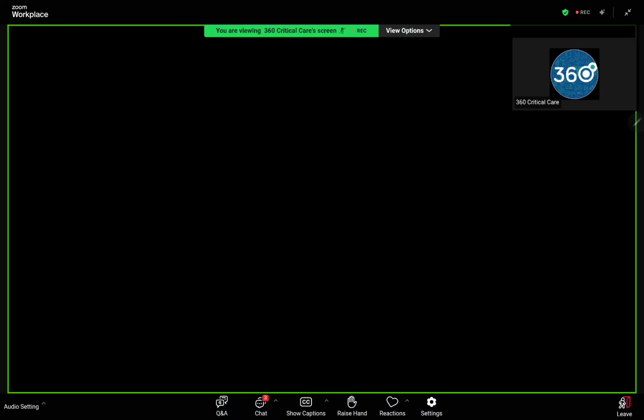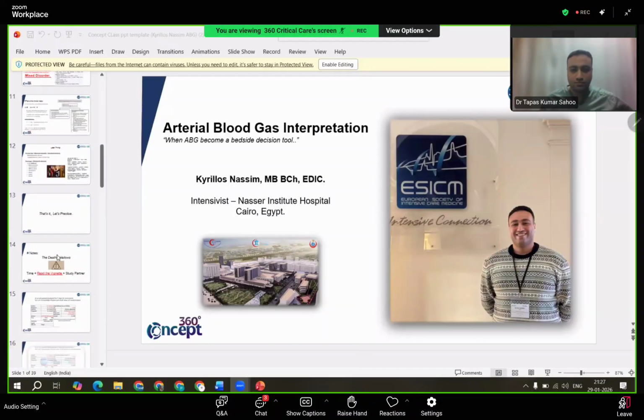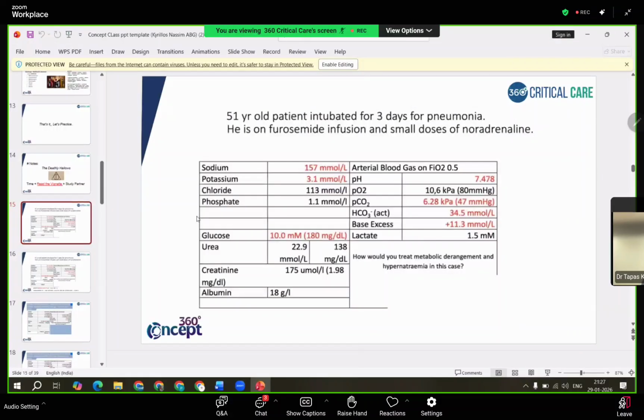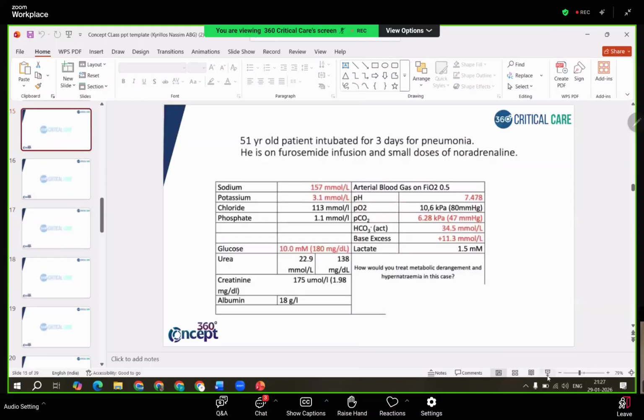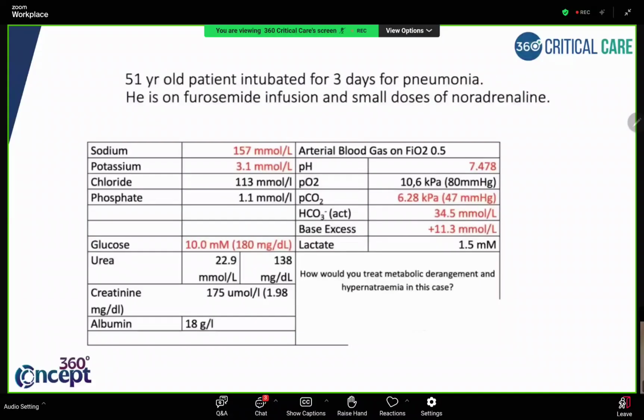So is my screen visible? Yeah. Go to the 15 number slide. Yes, perfect. You can make the zoom. Yes, sir. Okay, excellent. This will be our first case.